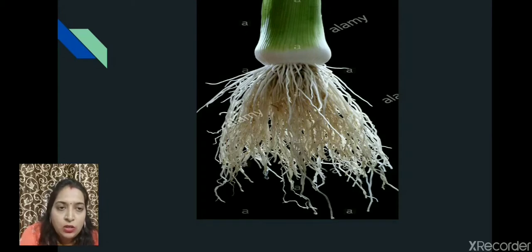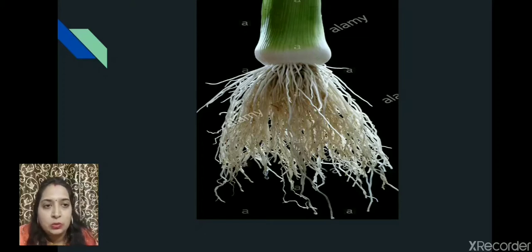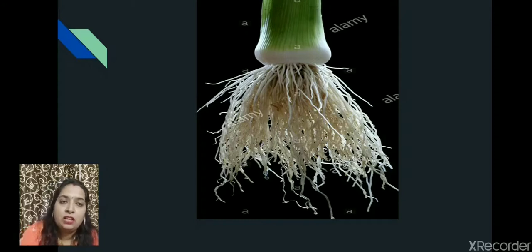And also you are seeing that all the roots are of the same size. So children, in fibrous roots, roots arise from the base of a stem, but they do not have any main root. The roots are almost of the same size. They arise from the base of the plant.